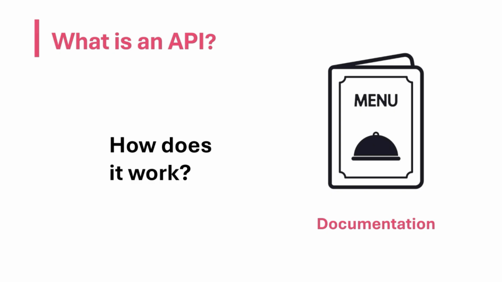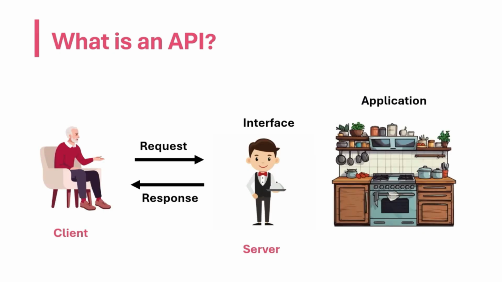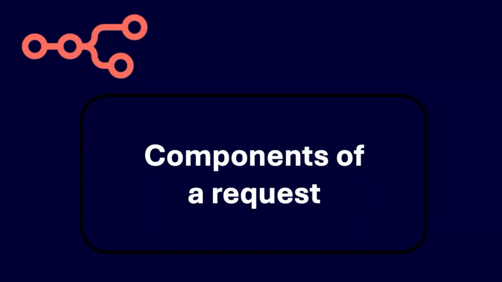Now we will move further and understand the technical terms of an API. When I say client, the client is basically the user who sends a request to the interface or the server. Here our interface and application are the server, which accepts the request and brings back the response.